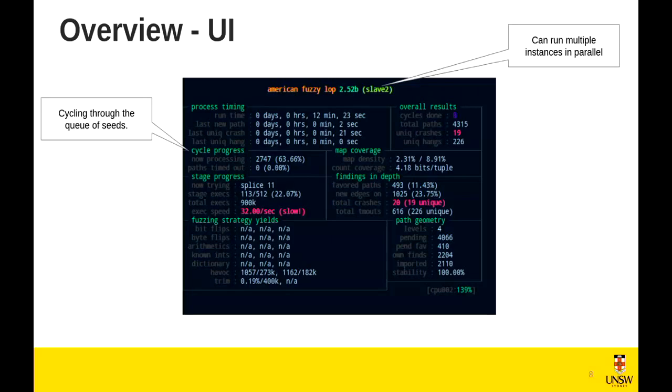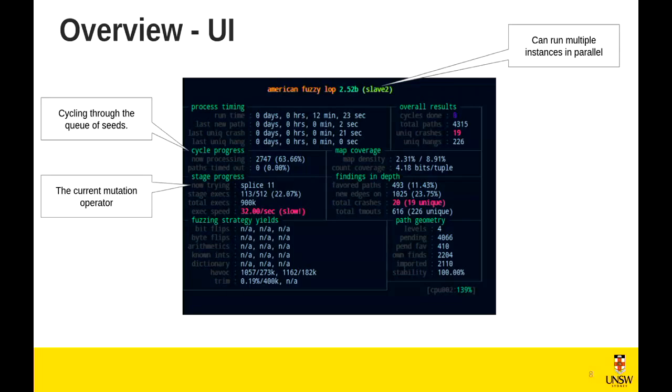And this part of the UI reports the cycle information. It actually means that AFL is cycling through, because gray box fuzzers need to maintain a queue of seed inputs. And it actually cycles through the queue of seeds.